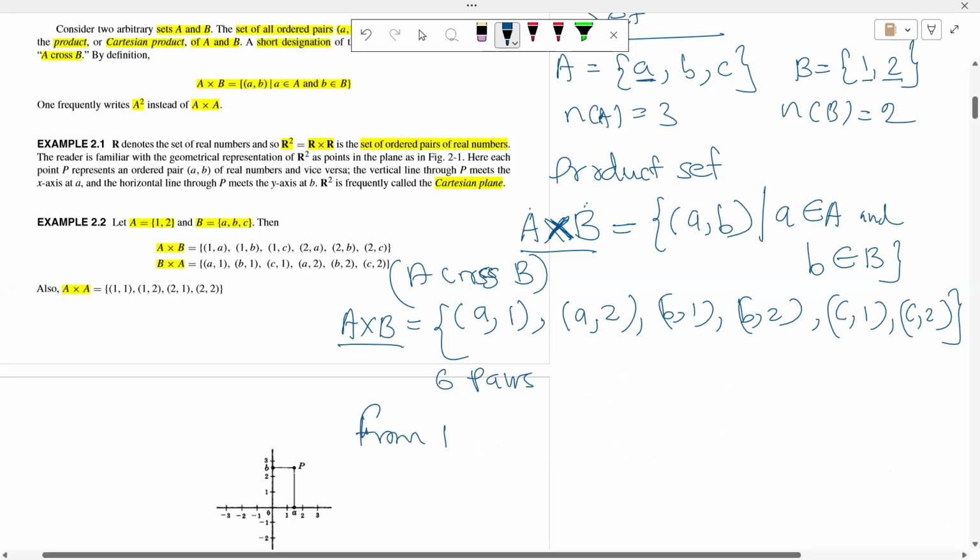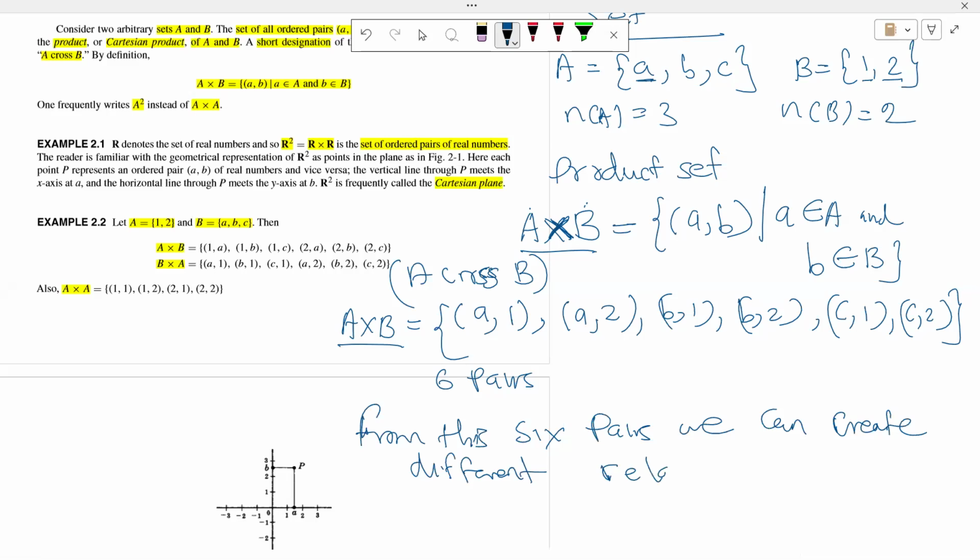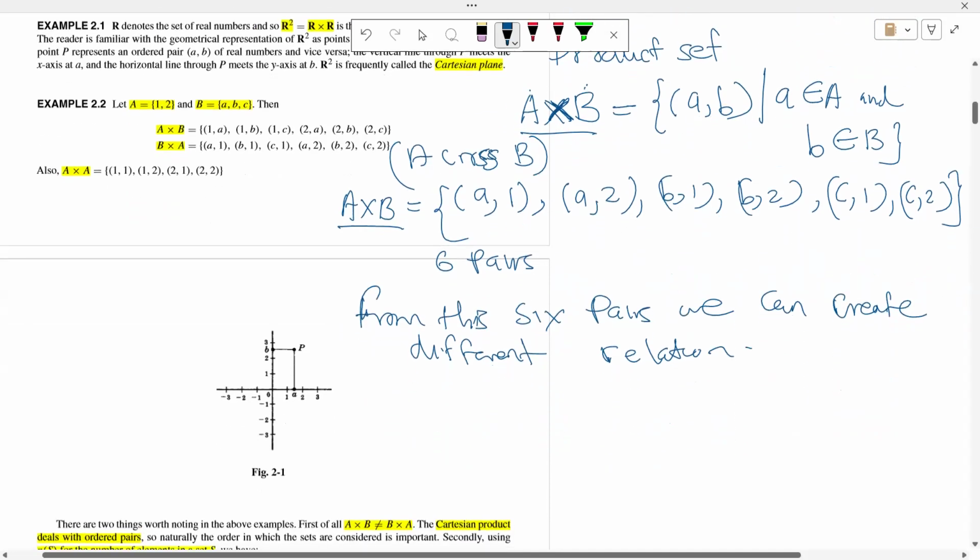From these 6 pairs, we can create different relations, right? Now, we will discuss the definition of relation a little bit later. So relation means, A is a set, A and B are two different sets, right? Relation is a subset of A cross B, right? Did you understand? Relation means that it is a subset of A cross B, right?